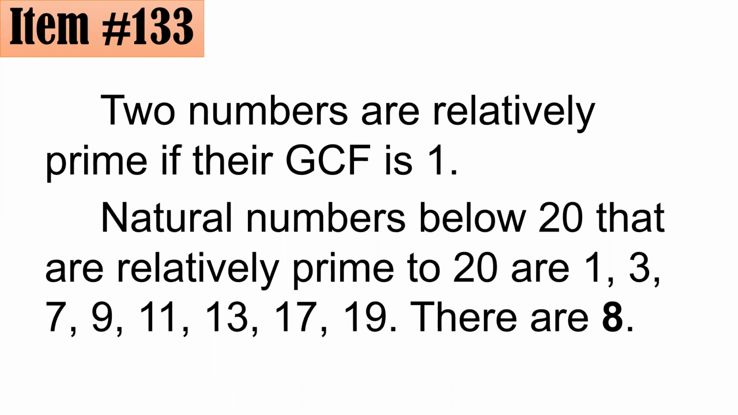So, natural numbers below 20 that are relatively prime to 20 are the following. For example, 1. 1 and 20 have a GCF of 1. 3 and 20 have a greatest common factor of 1. 7 and 20 have a greatest common factor of 1. The rest are 9, 11, 13, 17, 19. And there are actually 8 of them in our list, letter B.